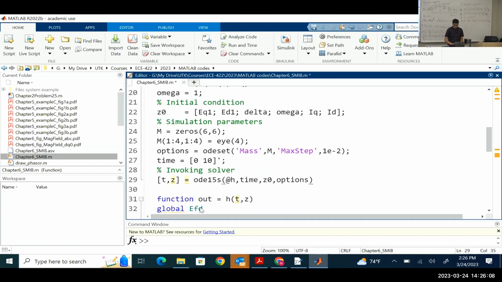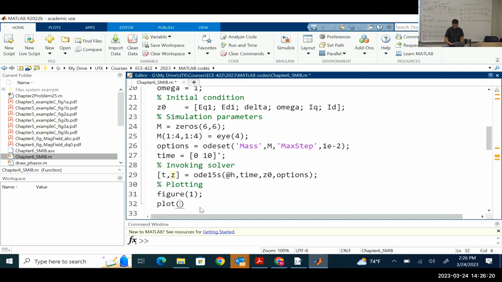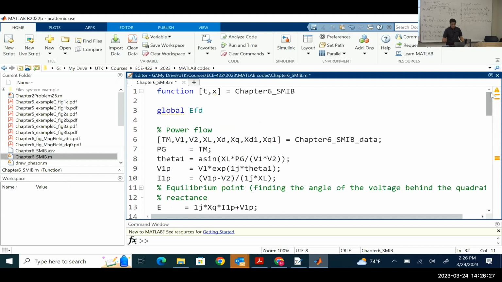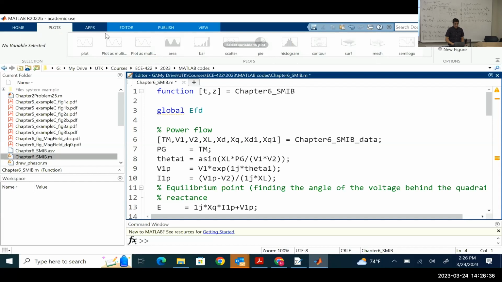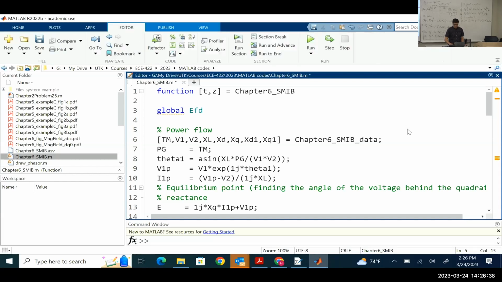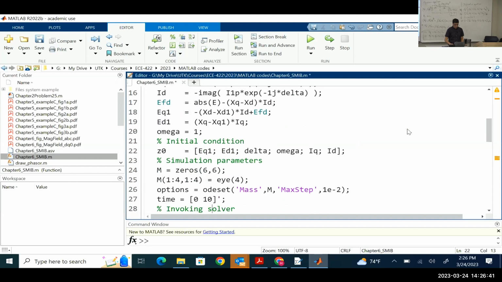So if we invoke this, then we can do the plotting. So we're going to open figure 1, and we're going to plot all the variables, T and Z. And we changed the variables, this is Z. All right. Can you scroll down to the invoking solver?